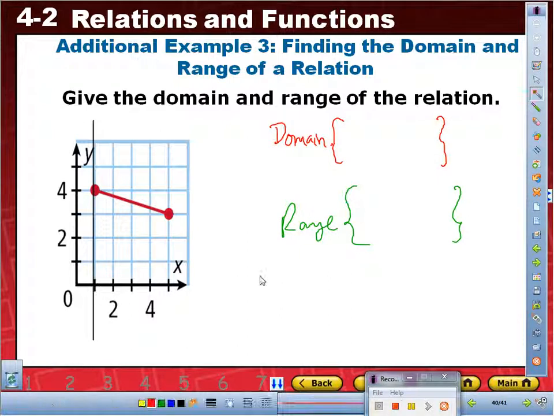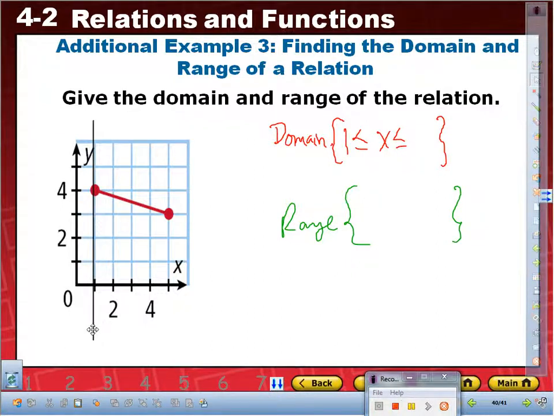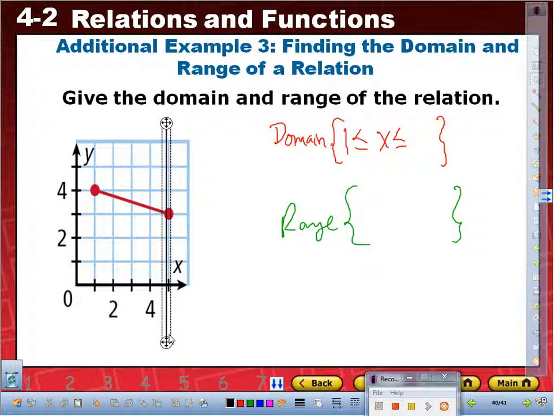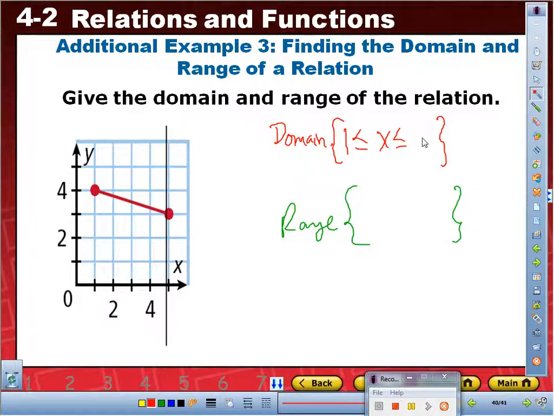So check this out. So my domain starts at 1, less than or equal to x, less than or equal to, check this out. Where does it end? I continue going. It ends at 5. And then you label it 5. Does this look familiar? Yeah, that's what we've been doing with solution sets, right?